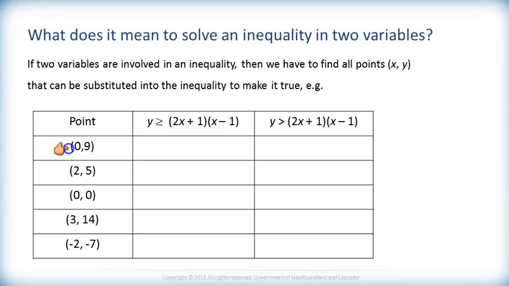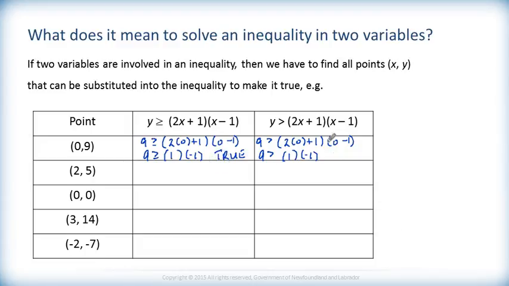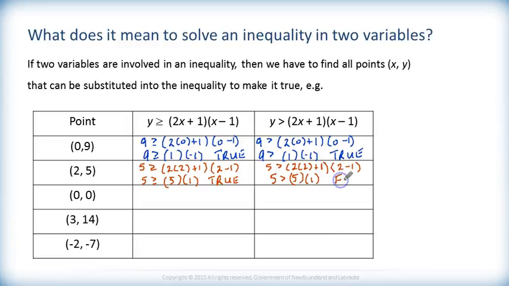So for example, (0, 9). Let's see what happens when we substitute those values in. If I put the 0 in place of the x and the 9 in place of the y, I wind up with 9 greater than or equal to 1 times negative 1. That's a true statement. And it also makes the other inequality true. When I substitute (2, 5) in, here I get 5 greater than or equal to 5 times 1. It's true because I've got that equal sign there. 5 is greater than or equal to 5.